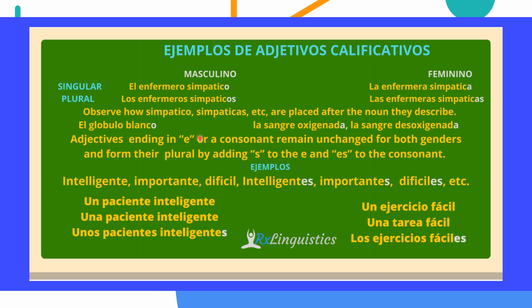So here, this is oxygenated blood. Since blood, la sangre, is a feminine noun, the adjective that describes the noun also has to be feminine. So la sangre oxigenada, okay? It has to end in a. And la here also is a feminine article, okay?